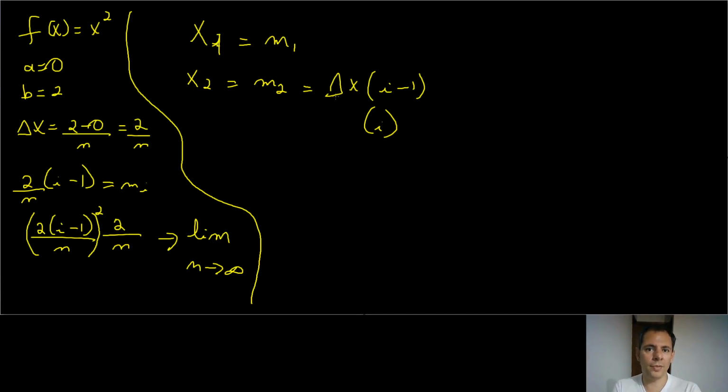But once you have that value of x, you have to apply it in the formula here, which is squaring. That's why I'm squaring it here. And then you have to multiply to find the area of the rectangle. You have to multiply by the width of the rectangle. That's why I'm putting this 2 divided by n here.